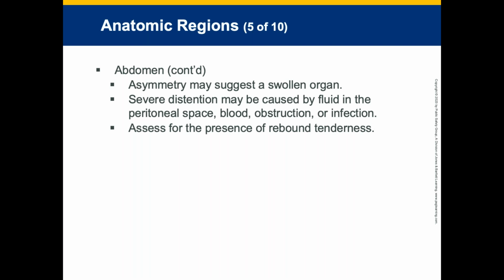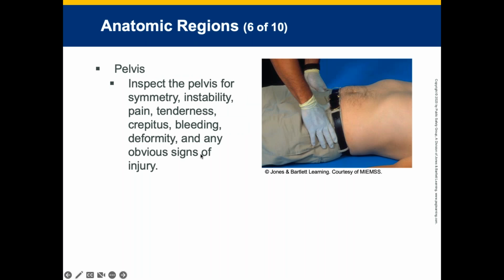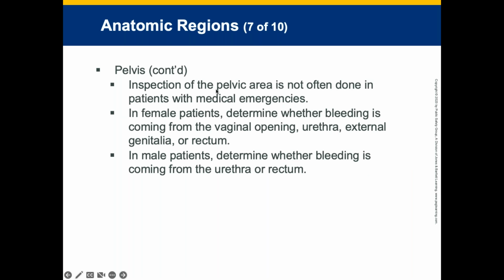Assess for the presence of rebound tenderness as well, right? And you'll have patients with appendicitis with significant rebound tenderness. Inspect the pelvis for symmetry, instability, pain, tenderness, crepitus, bleeding, deformity, and any other obvious signs of injury. If you feel crepitus or deformity, splint it. If the patient has no pain, gently press downward and inward on the iliac crest of the pelvic bones. Do not rock the pelvis. That's a chance to open up an open book fracture. Arteries can be severed. You bleed out, you die, right? No rocking of the pelvis.